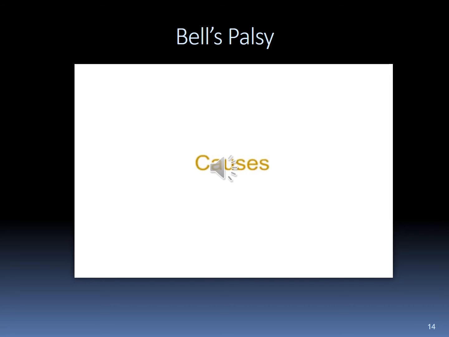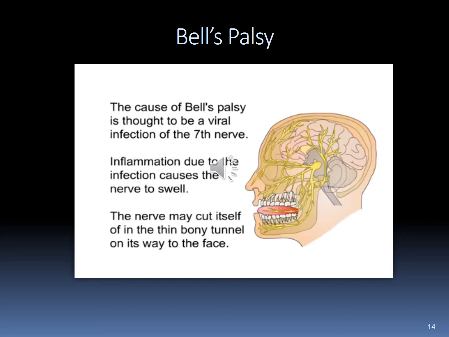Causes. The cause of Bell's palsy is thought to be a viral infection of the seventh nerve. Inflammation due to the infection causes the nerve to swell. The nerve may cut itself off in the thin bony tunnel on its way to the face.